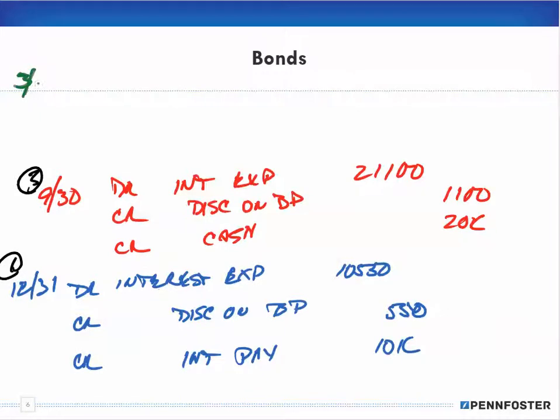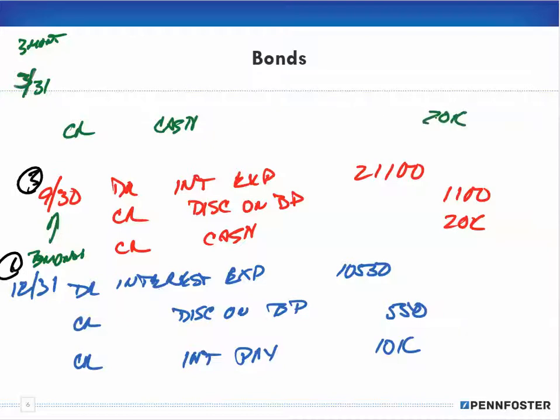So March 31st. Remember, this is also for a 3-month period, just like this here was a 3-month period, half of this. So on March 31st, the person is going to come in and they're going to want their cash for the interest. So we have to credit our cash for the $20,000 that we're going to pay them out.